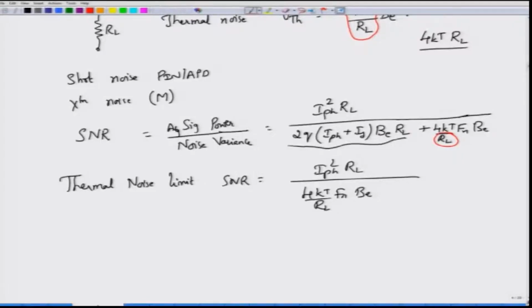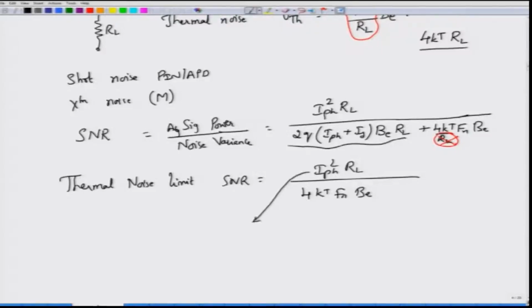So, when I multiply RL by numerator and denominator, I should have removed this, I did not remove it. So, now I am going to remove it and then go back to the expression for thermal noise limit. So this RL is not here. So, let me remove this one from the consideration. Okay. So, this is your thermal noise limit, the signal to noise ratio.